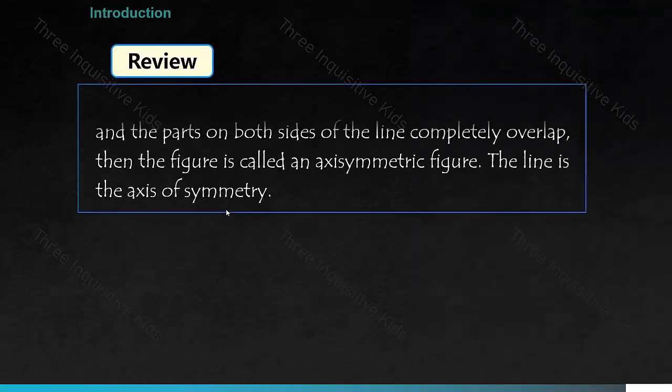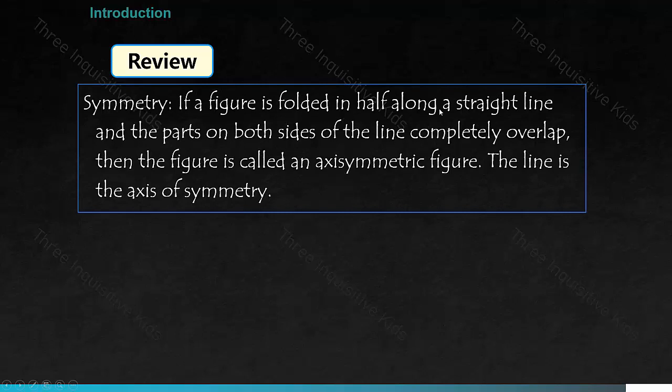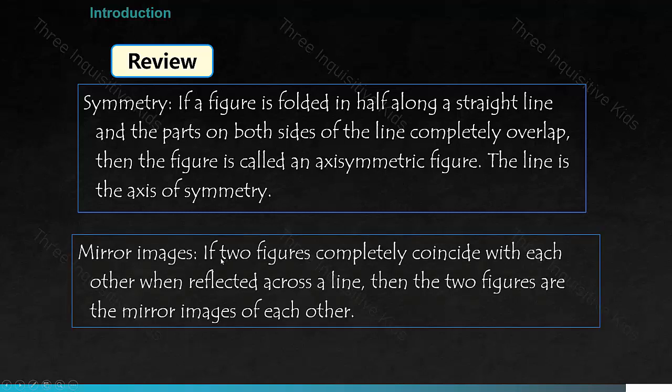Here's some review from the previous lesson. If a figure is folded in half along a straight line and the parts on both sides of the line completely overlap, then the figure is called an axis symmetric figure. The line is the axis of symmetry. Mirror images are another thing. If two figures completely coincide with each other when reflected across a line or an axis, then the two figures are the mirror images of each other. So later on we will be talking about transformations, and one of those transformations would be reflection.